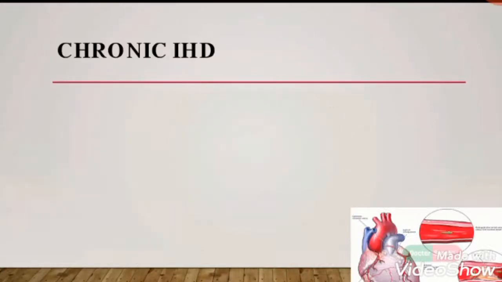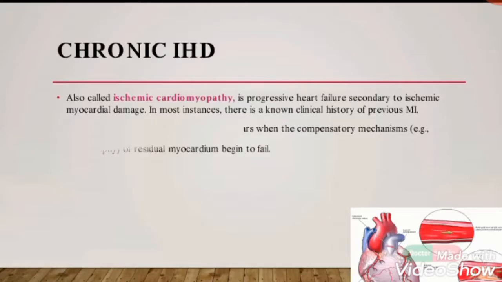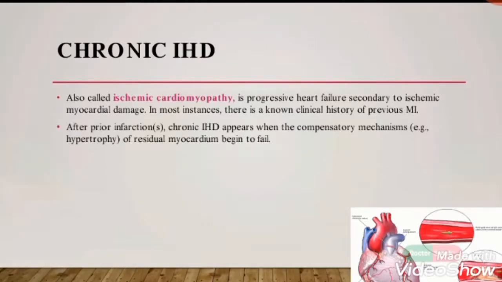The last class of ischemic heart disease is chronic ischemic heart disease, also called ischemic cardiomyopathy, a progressive heart failure secondary to ischemic myocardial damage. In most instances, there is a known clinical history of previous MI. After a prior infarction, chronic ischemic heart disease appears when compensatory mechanisms like hypertrophy of residual myocardium begin to fail. It is a low-grade ischemia.